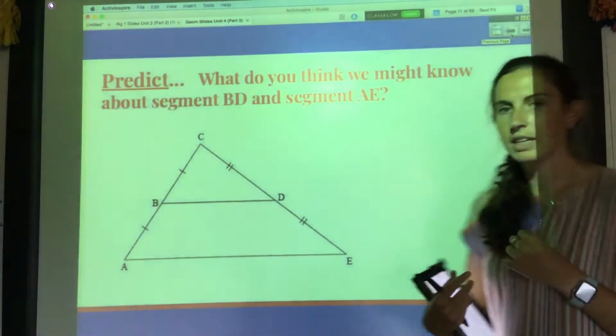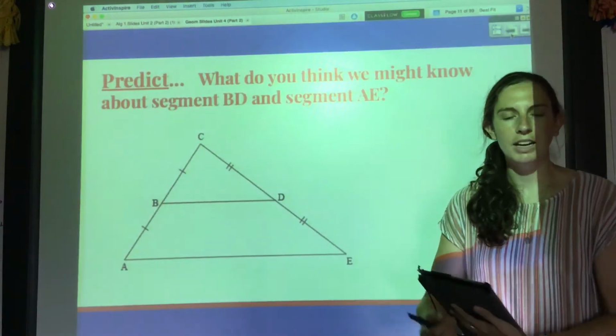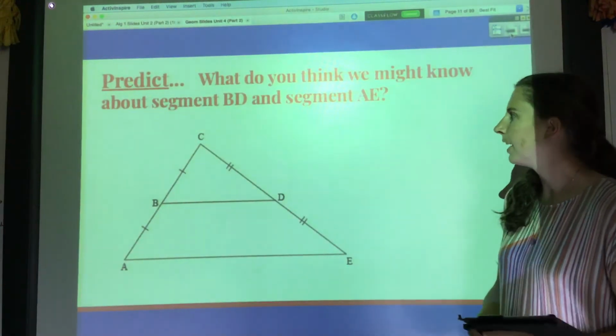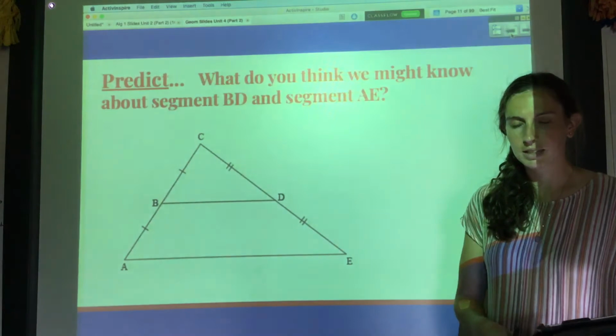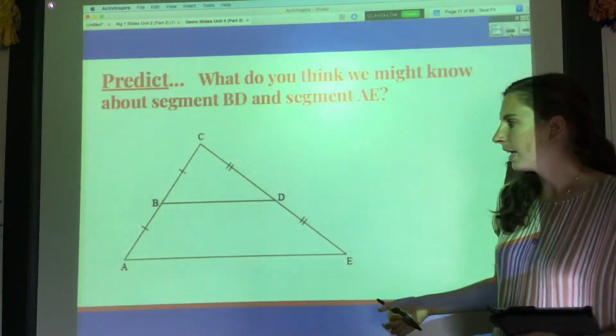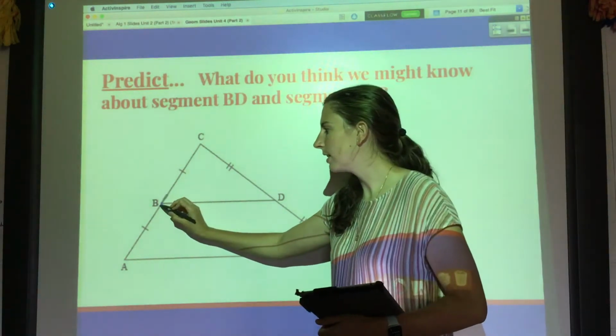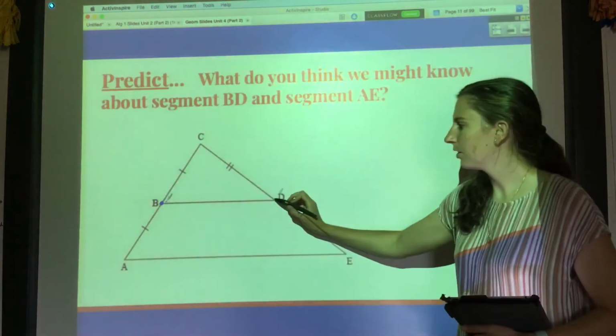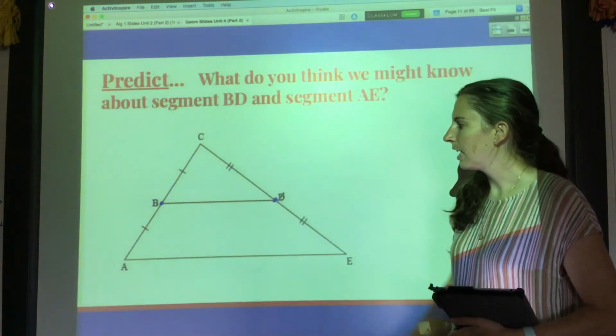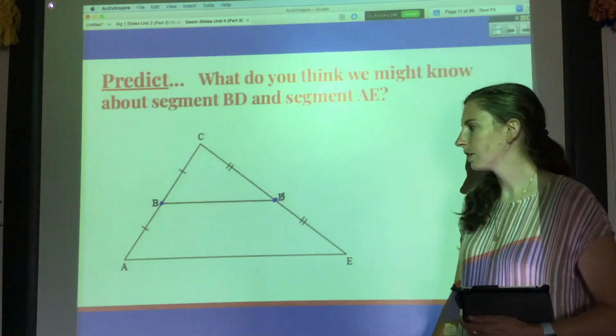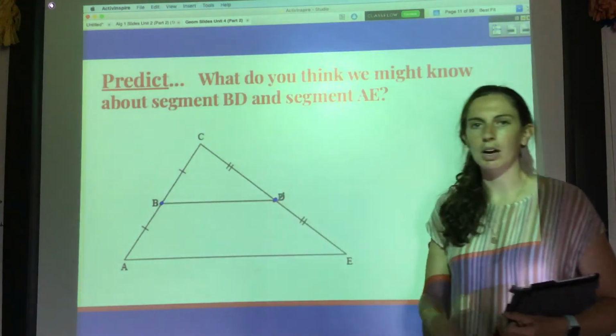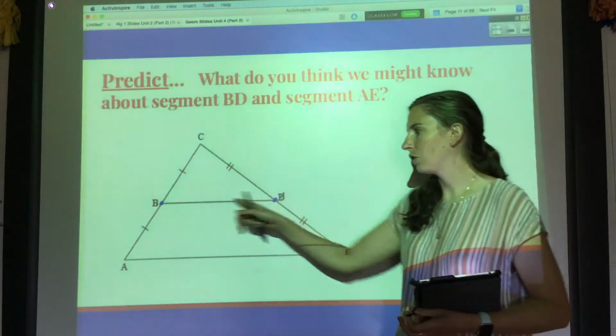So in this video, we're going to talk about something called the Triangle Midsegment Theorem. And a midsegment is exactly what it sounds like. It takes the midpoint from one side and the midpoint from another side, and it just connects them. So segment BD here is what we would call a midsegment. It connects two midpoints.